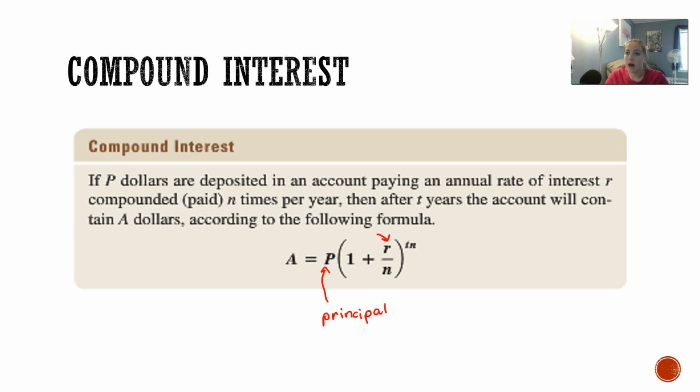So the thing to keep in mind with your rate is that this is usually your APR. You always want to change it to a decimal. So if you had something like 5% APR, make sure you're changing it to a decimal by moving it over 2 spots to make it 0.05. And then we have this new variable n. N represents the number of times you're compounding per year.